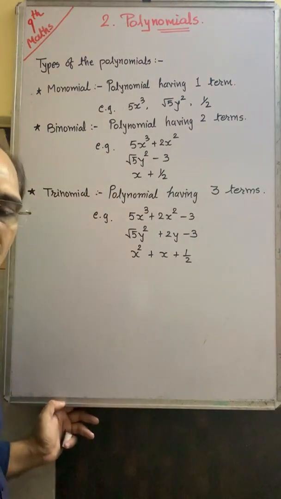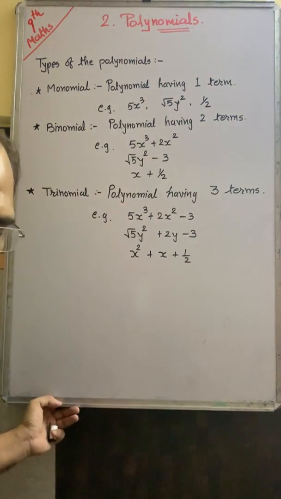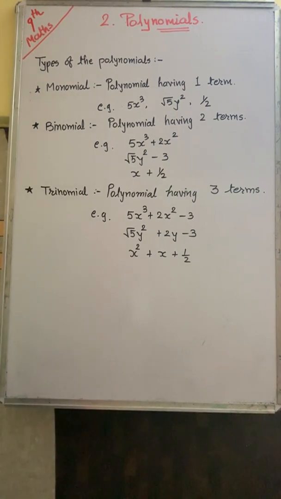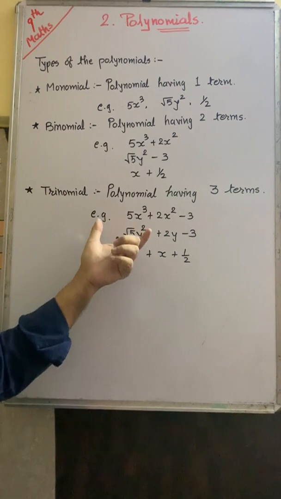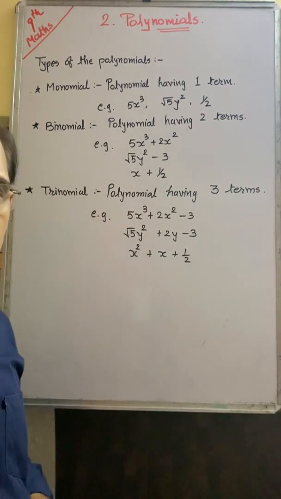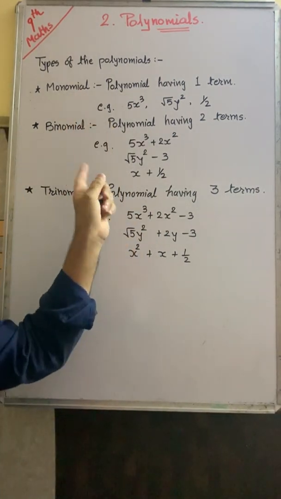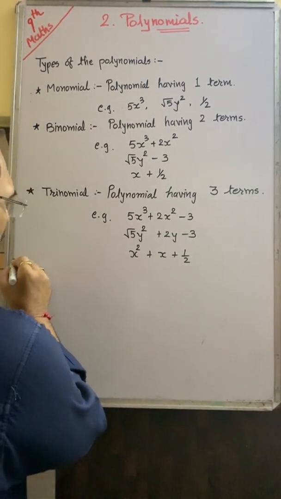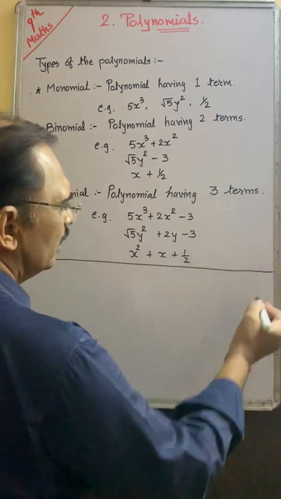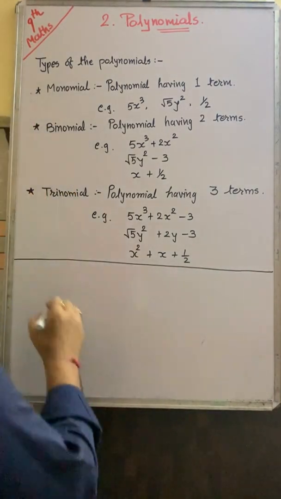Fourth is also there, biquadratic, but it is not in your course. According to the number of terms, we divide the polynomial into 3 types, that is monomial, binomial and trinomial. Now, according to the power or exponent, we divide it into another 3 types.